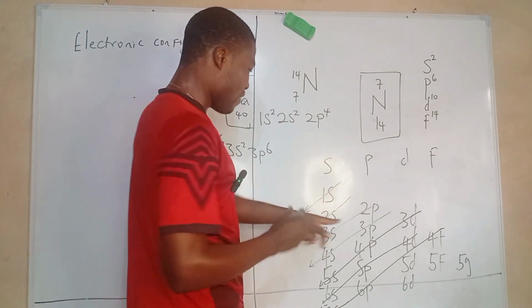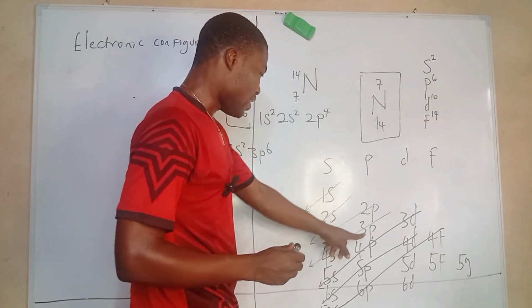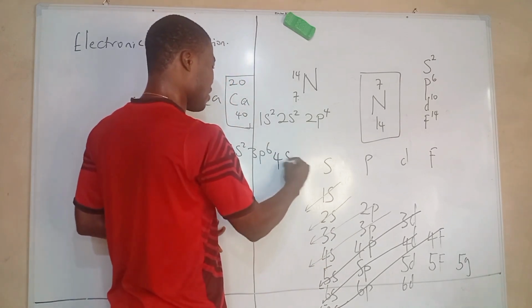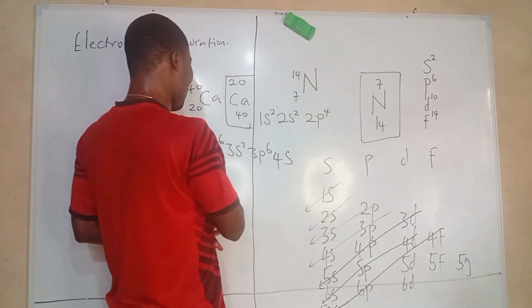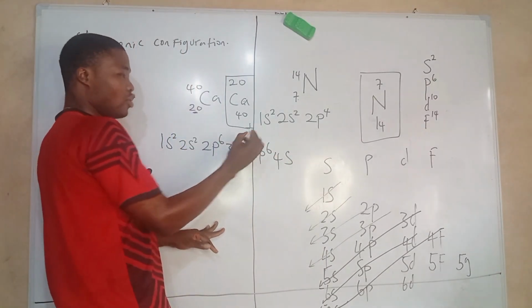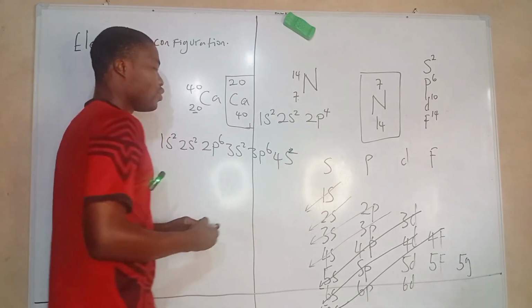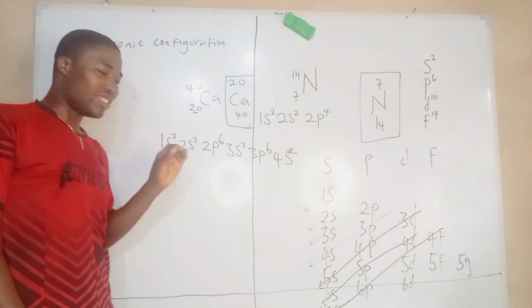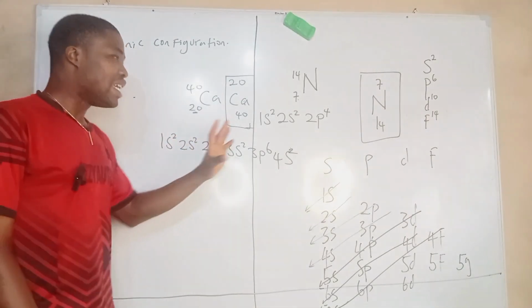After 3p, I should have a 4s, and s can take a maximum of 2. We have 18 already, we have to fit 20. So we just add a 2 here. So this is the electronic configuration of calcium, electrons into subshells.